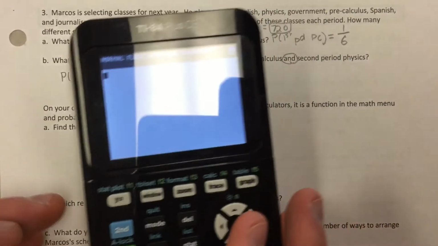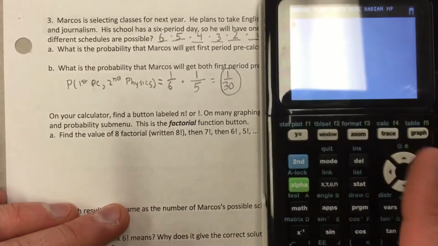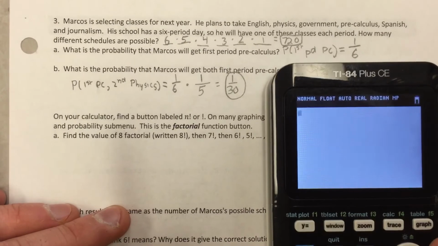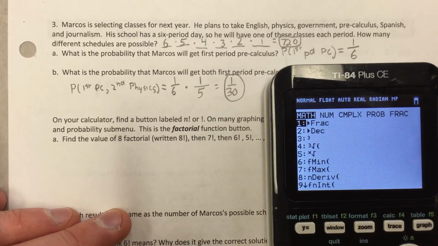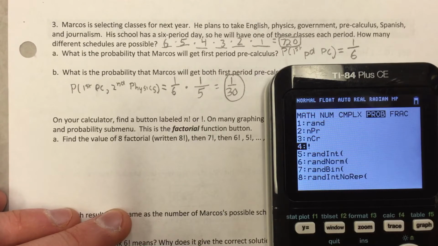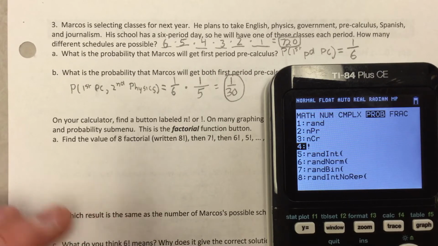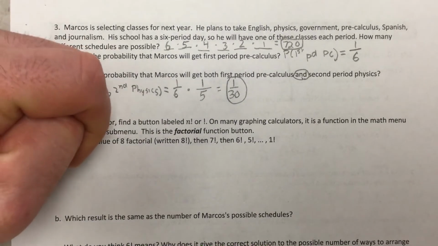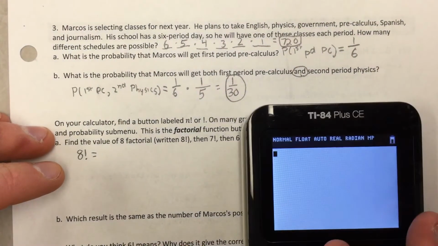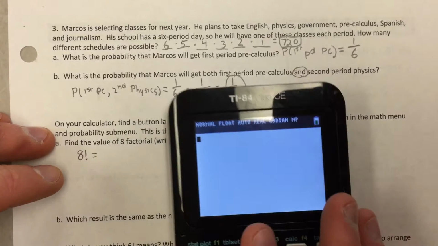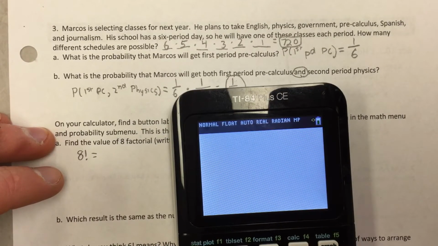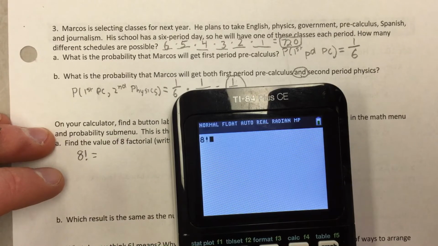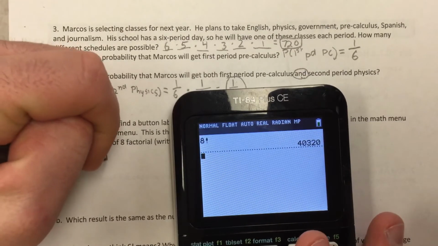All right, so where do you find this? If you go to your calculator, you press the math button, which is right here. Okay, so if we press math, scroll to the right until you get the probability. And then right here, it's an excited 4. 4! It's like it's playing golf. Okay, so for the first one, it says find the value of 8 factorial. So again, the way we would do this is we'd press the 8 in here first, press the math button, scroll over to the probability, press 4, and we get 40,320.